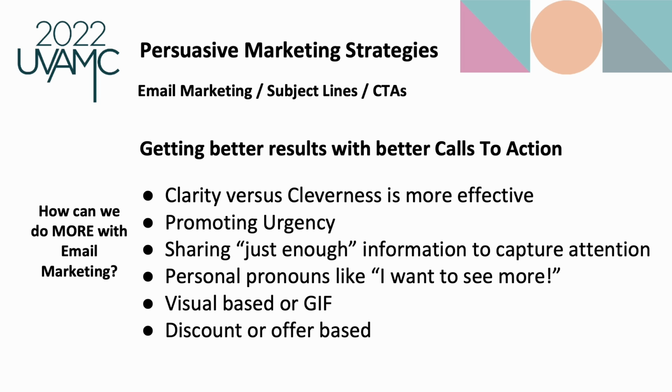And then visual based, or like a GIF. Sometimes you see this from like Amazon. They'll have like a little icon or something that's animated in an email. Using some kind of animated GIF or something like that is actually a pretty cool way to get people's attention. It's just interesting to look at, so people tend to click on things a little bit more. And then you have discount and offer based, obviously, is another area to look at. That's it. That was a lot.